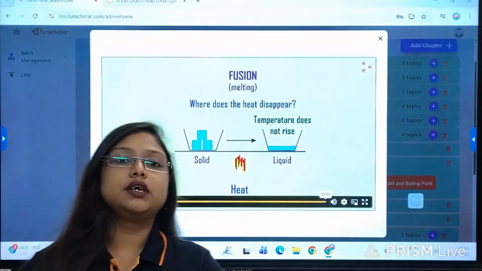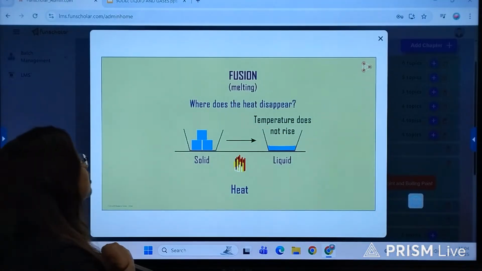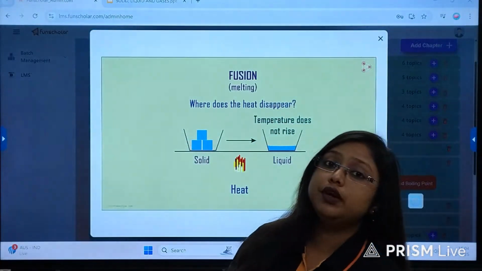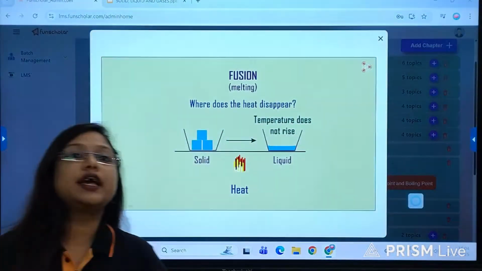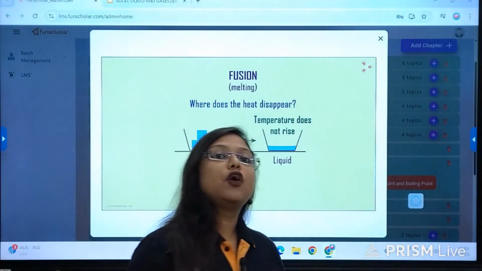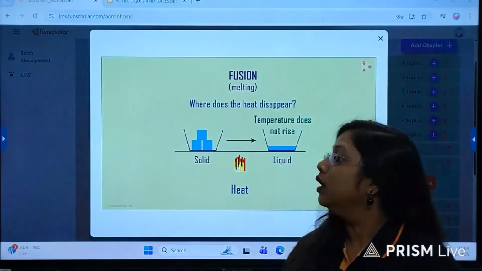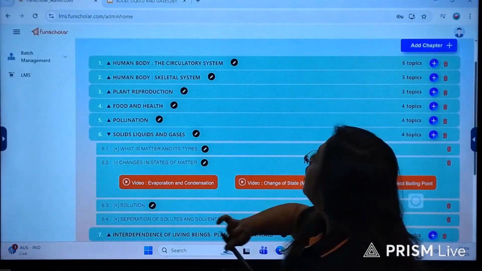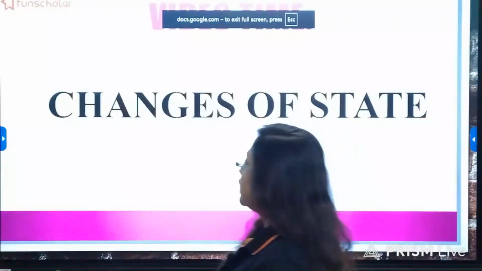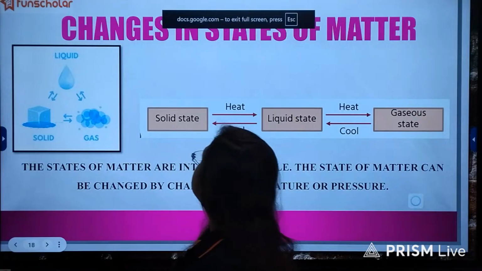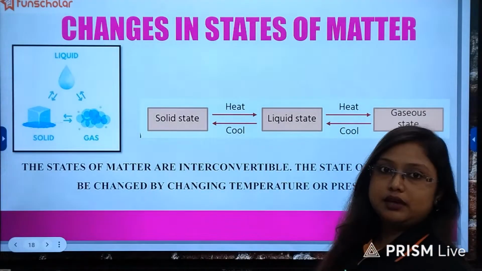So here we have learned how we can change the states of matter, like solid to liquid or liquid to gaseous, or in reverse, like gas to liquid, and from there we can convert it into solid. Let's learn it in detail. First, we will start with how we convert it, the changes of states of matter.